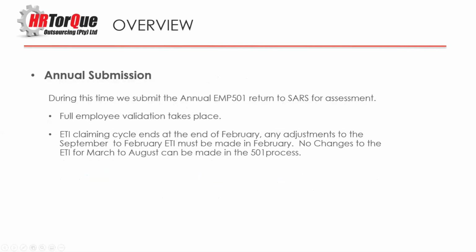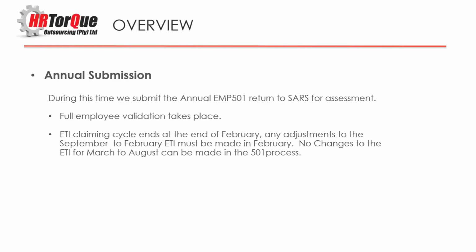So this is our annual submission, unlike the interim submission which we did around August. So here we do a full employee validation, the same as the interim submission. And the ETI claiming cycle for you in this situation ends in February, and we can only make adjustments therefore for the last 6 months, which means from September to February, you can make any adjustments that you need to make in this 501 process. Anything from March to August cannot be made.